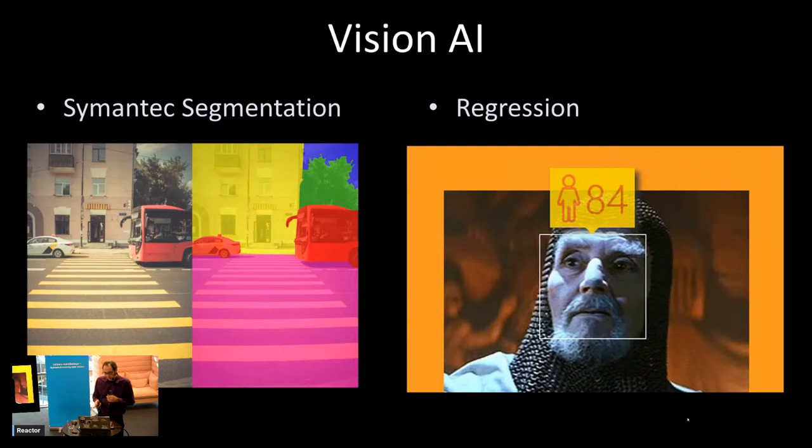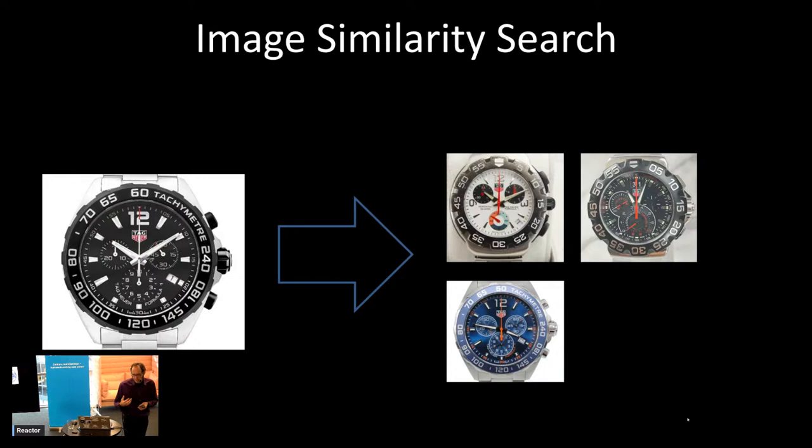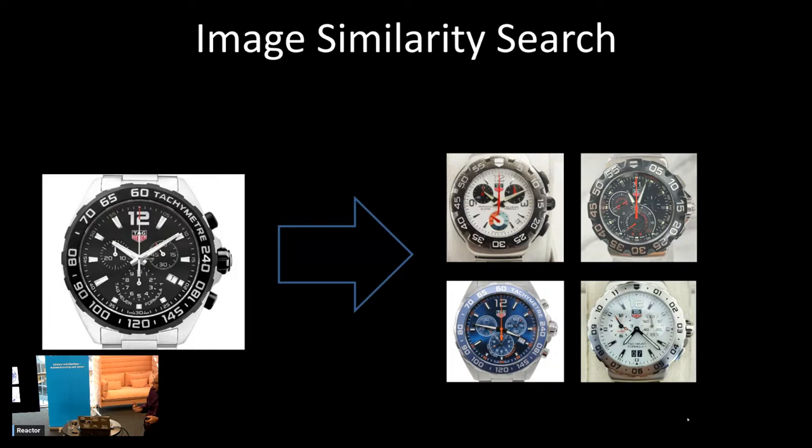What I'm going to be talking about is image similarity. So if you've got an object that you would like on an online store, say you're interested in this watch, I kind of like this watch, but I would like watches that look a bit like this watch, that share the same features as this watch and have some kind of similarity in the image.